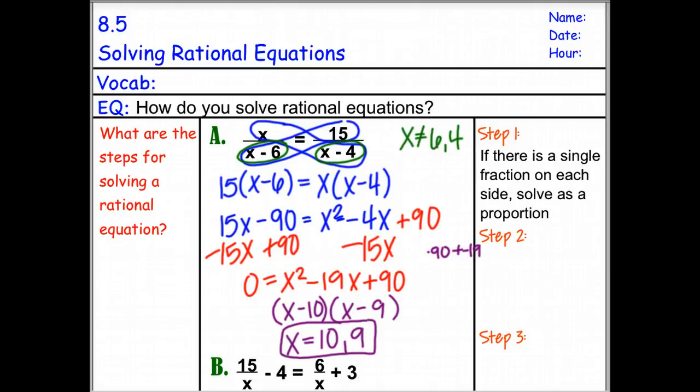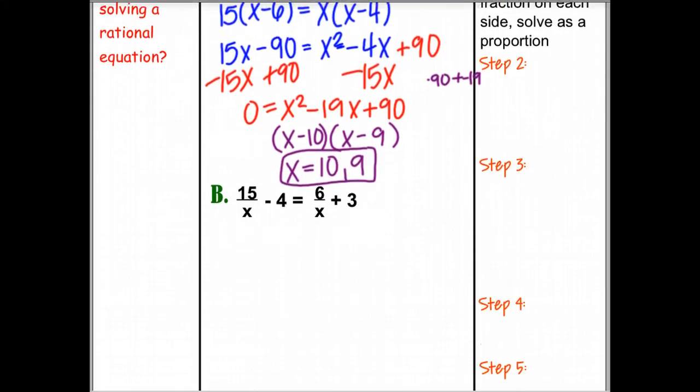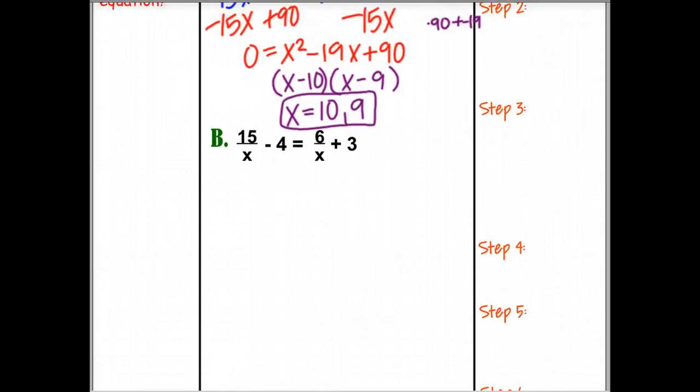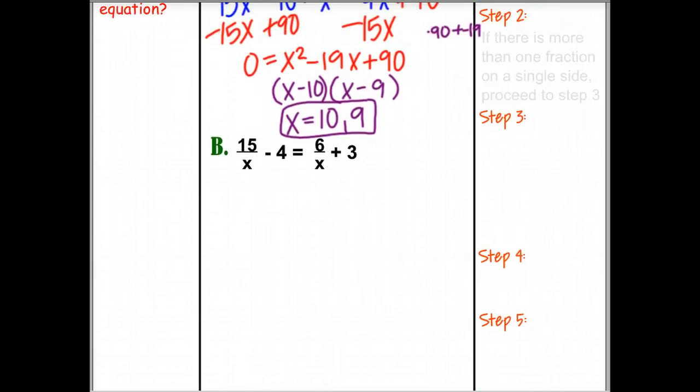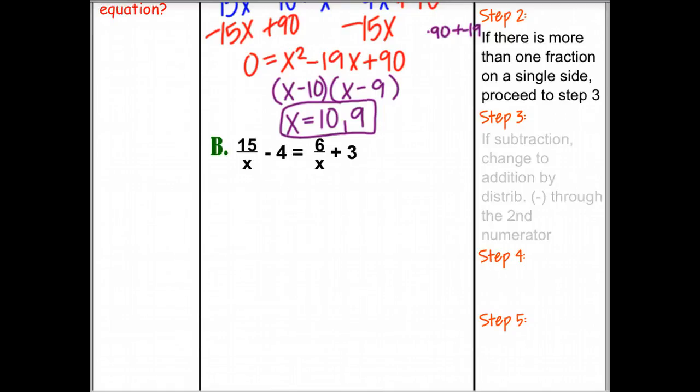Now, if we get something like we have in example B, then in that case we're going to follow on to step 3. What it says here is the first thing we're going to do is if it's subtraction, we're going to change to addition by distributing the negative through the second numerator. I look here, and yep, we can say this is really adding a negative 4, but it's more if you have binomials.